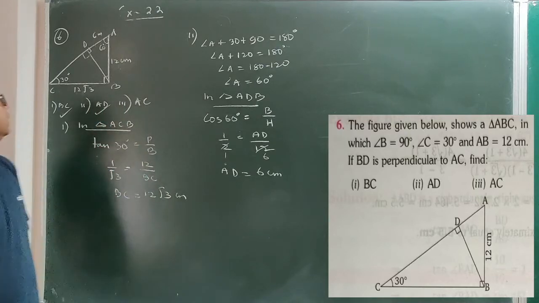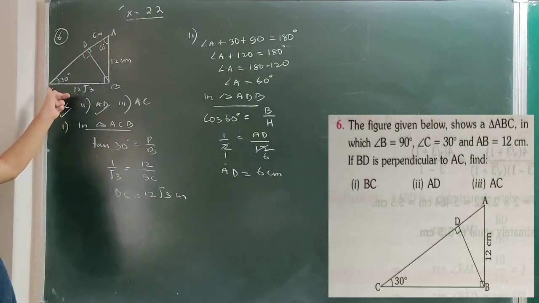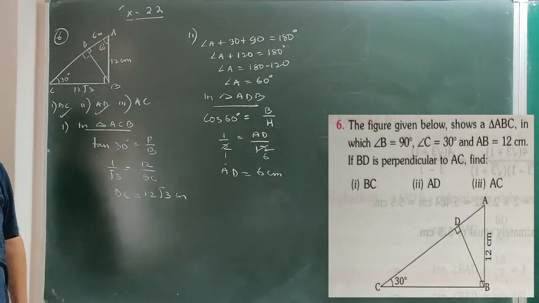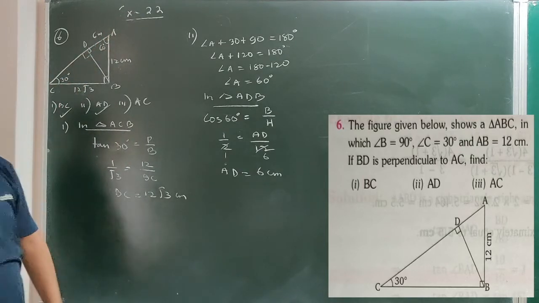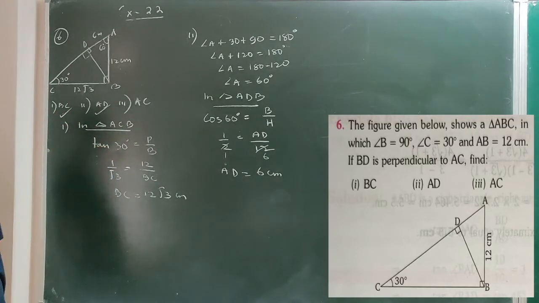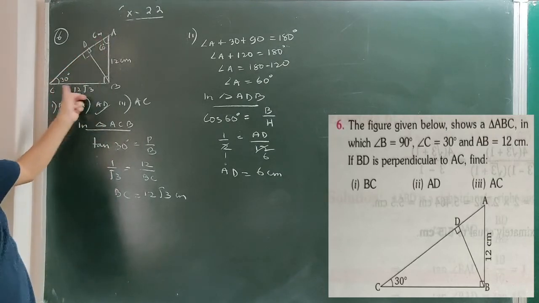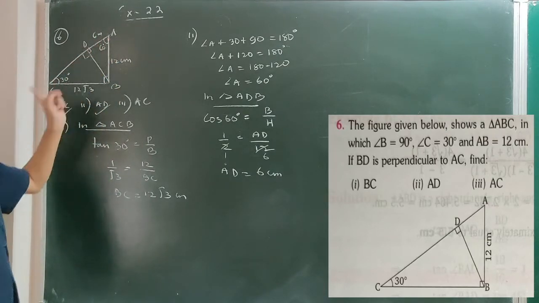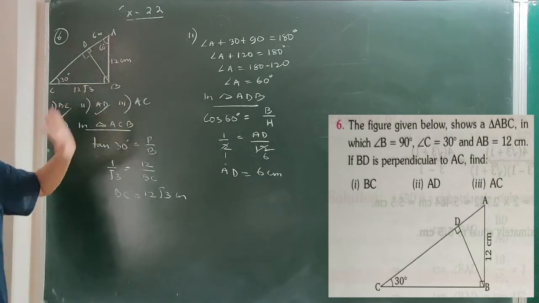Now the third part is asking you to find AC, this full AC. To find AC, in class 8 you have learned something called the Pythagoras Theorem. In the first chapter of trigonometry also, in fact, I have told you about the Pythagoras Theorem. If you take this big triangle, you are asked to find AC, which is the hypotenuse. This is the base, this is the perpendicular.